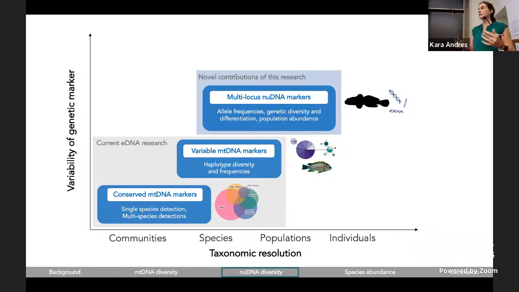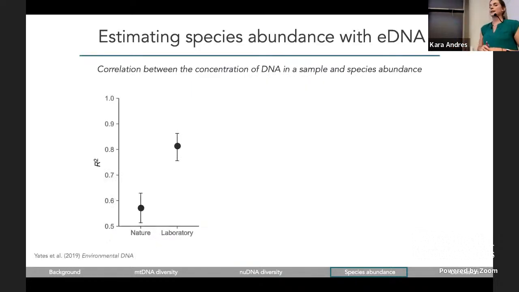Species abundance is another metric that's really important and of really wide interest to people studying environmental DNA. So how are people looking at species abundance with environmental DNA? As of right now, most studies looking at this are looking at the correlation between the concentration of DNA, or the amount of DNA in the sample, and the species abundance in the environment. This is under the assumption that if there is more species present in a given environment, there will be more of that focal species DNA in the environment.